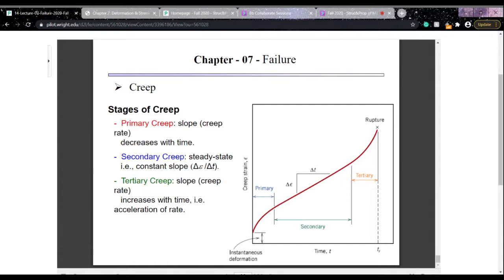And then we have a formula also for calculating the steady state creep. So this is given by epsilon s, which is the creep strain, equals k times sigma to the power n times exponential of minus Qc over RT, where Q is the activation energy, R is the universal gas constant, and T is the absolute temperature. So you can use that formula to calculate the creep strain, the steady state creep rate.